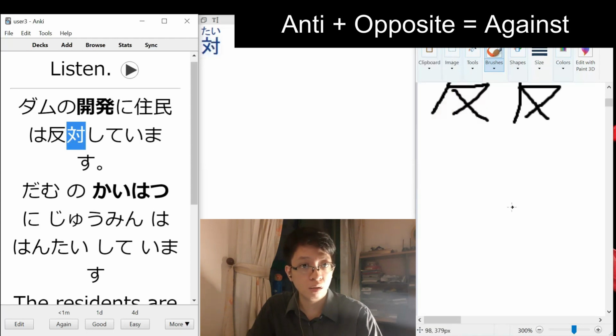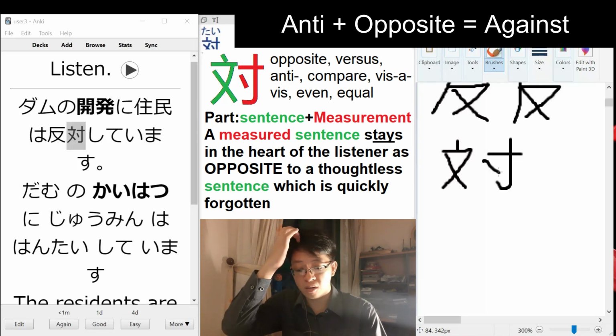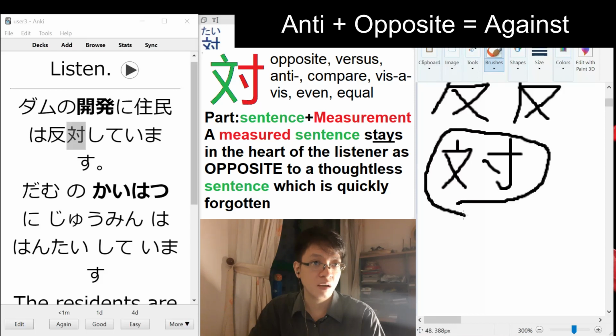So yeah, opposite. We have the part here. This one means like a sentence or literature. This part means sentence or literature, and this part just means measurement, right? Measurement. So I guess like a measured sentence is the opposite of a thoughtless response. Yeah, and that's the name for this kanji. Okay, next.